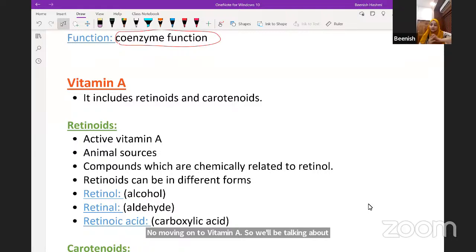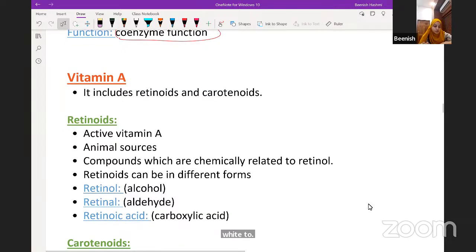And let me tell you one thing, that your vitamins are very important, and not just for your UG but also for your PG. In 2023, there were around 13 MCQs from biochemistry, and you can say 9 to 10 were from vitamins. So your entire biochemistry on one side and vitamins on one side. So you can imagine the amount of weightage given to vitamins. Okay. Now let's begin with vitamin A.